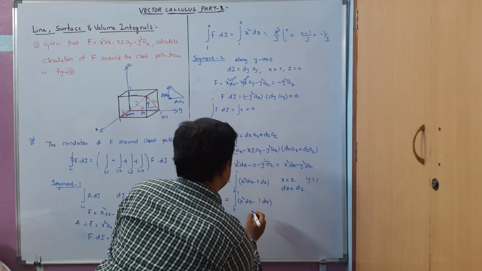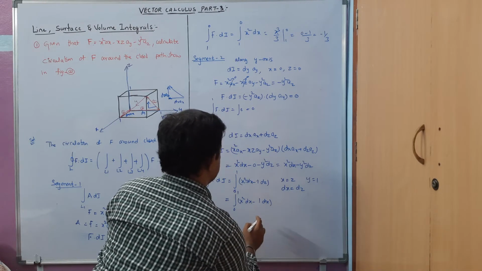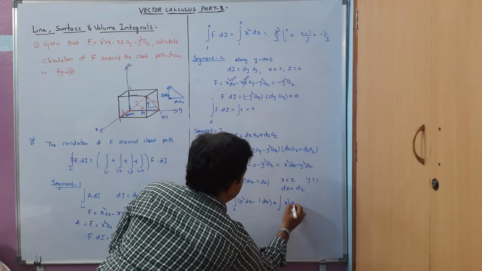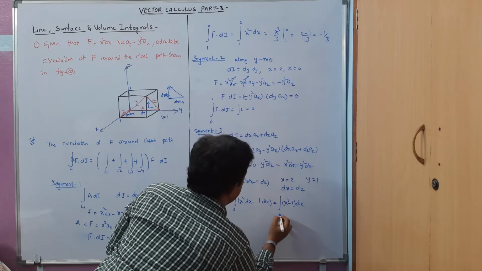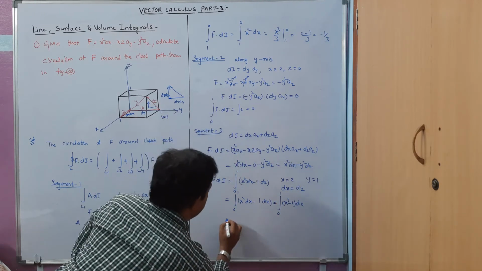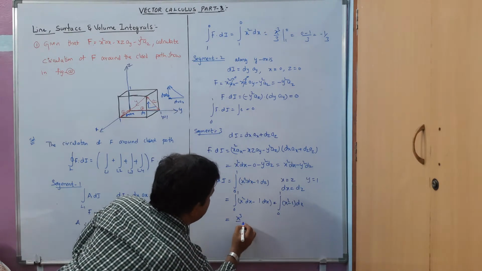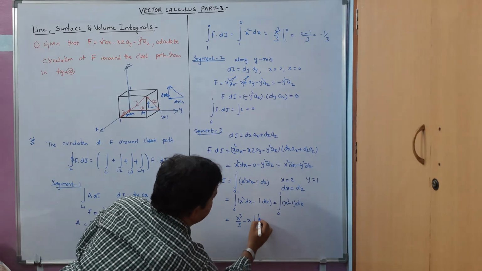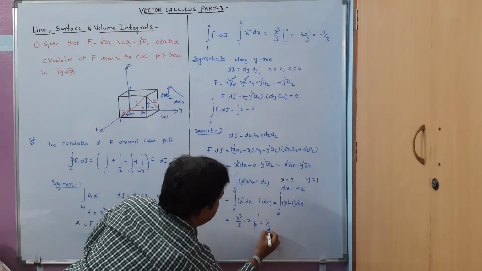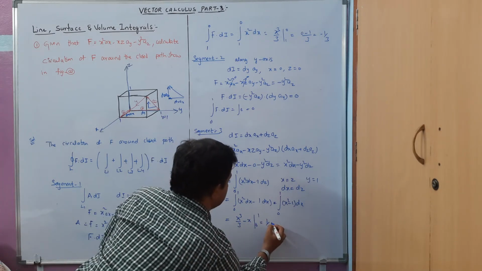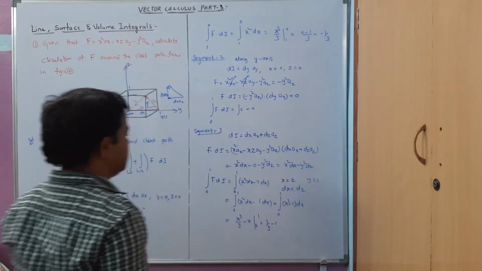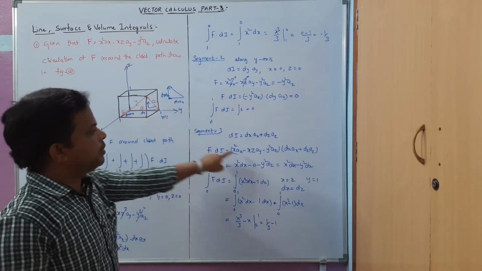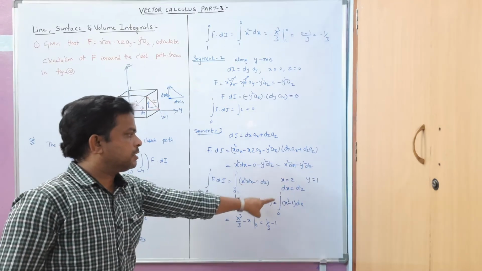Now I can take x square minus 1 into dx, ranging from 0 to 1. So what this integral will become here: x cube by 3 minus x, ranging from 0 to 1. So what I get here is 1 by 3 minus 1. So that is the answer for this one. I think I had forgotten to take the value of y is equal to 1 here, that's why we were facing some difficulty.